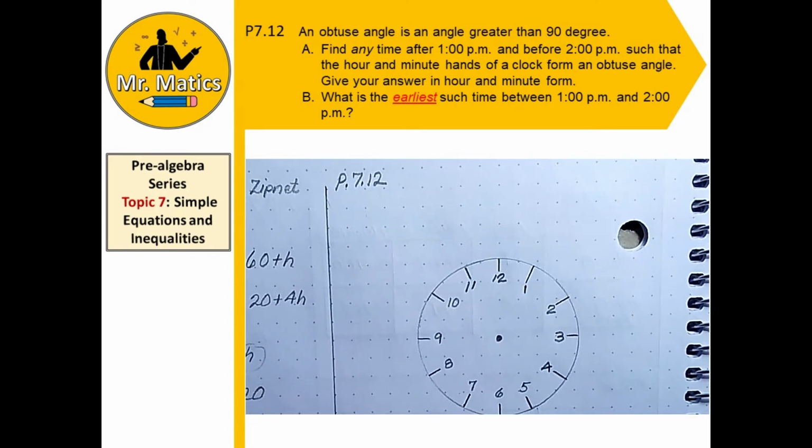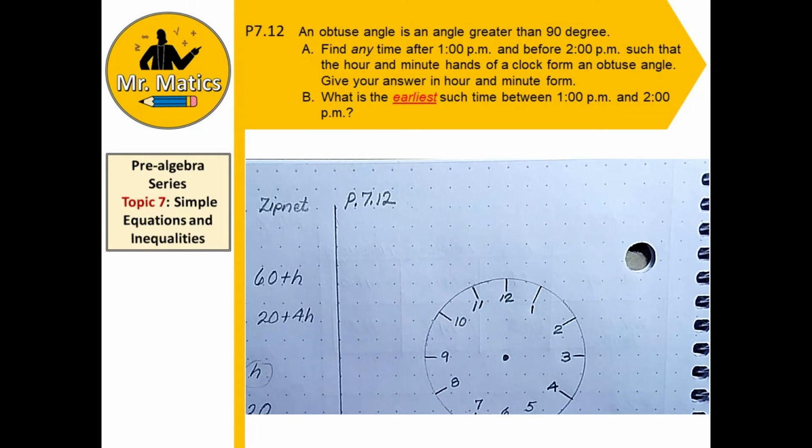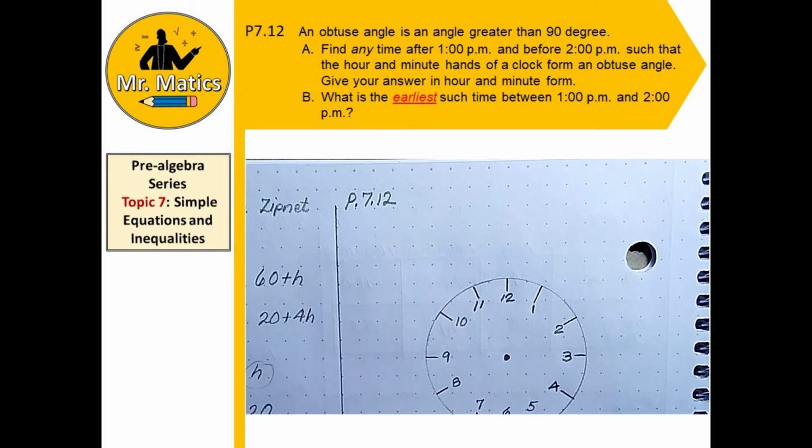Problem 7.12. This is a very interesting problem. It has two parts, A and B. So the first part asks: find any time between 1 p.m. and 2 p.m. such that the hour and minute hands of a clock form an obtuse angle, and give your answers in hour and minute form.